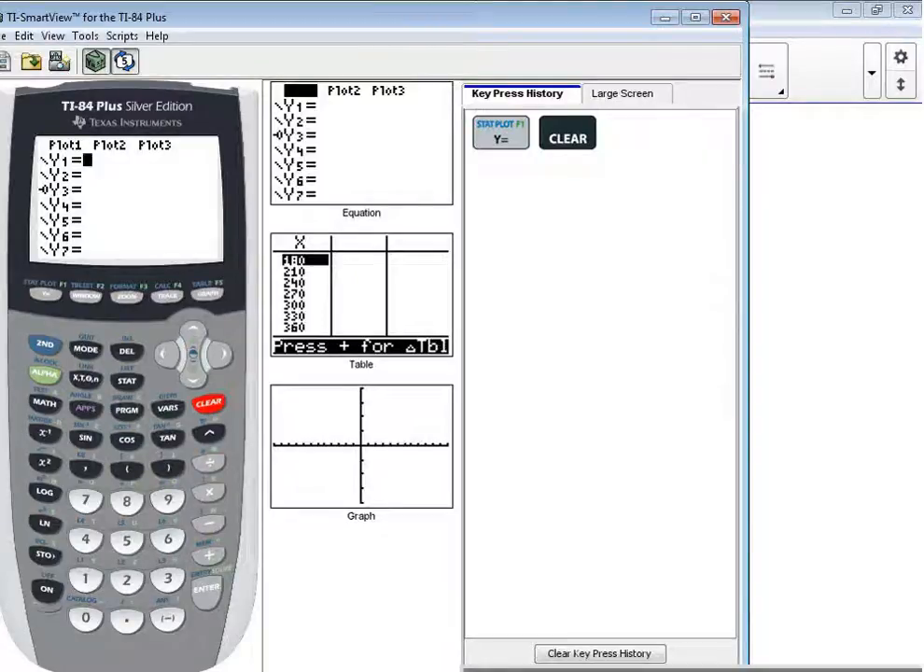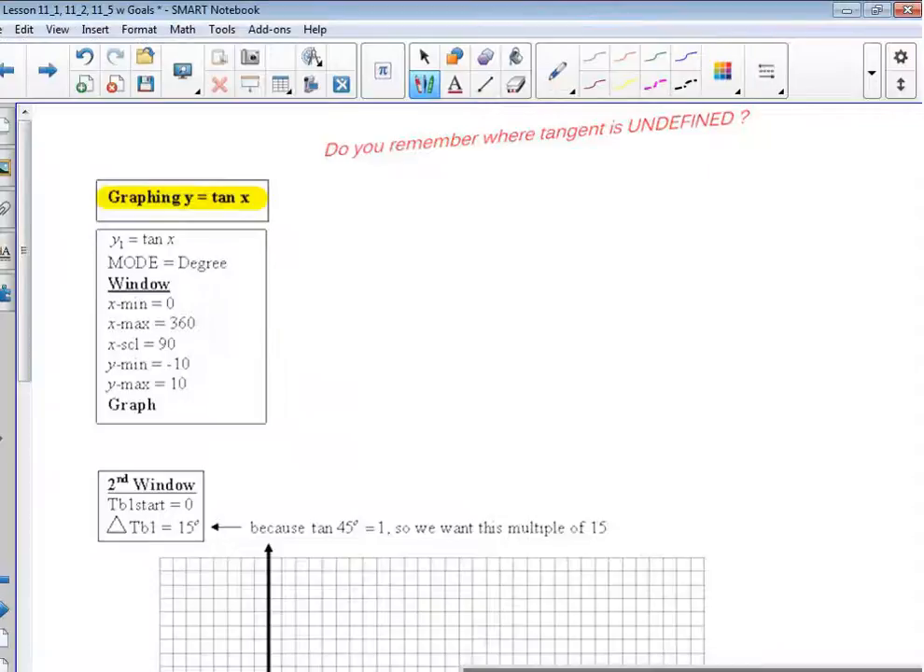Okay, tonight we're going to be looking at graphing y equals tan x. So make sure you've got your calculator with you. It's different than sine and cosine, as you will see. We need to think about where tangent's undefined.